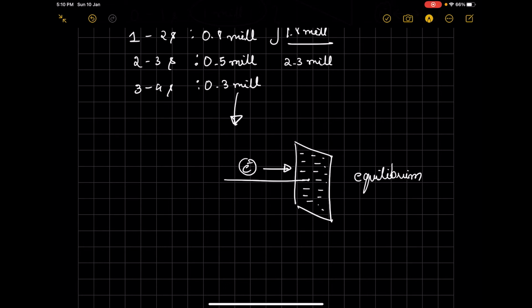So if you are applying a voltage or a current to this wire, at this point the opposition applied by this plate is equal to the force applied by this signal, and since both of them are equal, the electrons can no more come and accumulate on this plate, and at this point we call the capacitor to be blocking the DC signal.